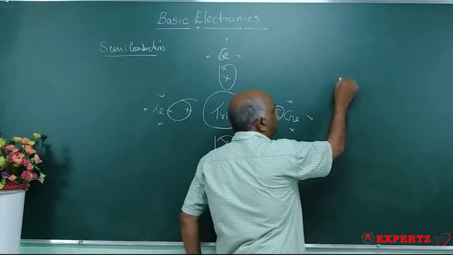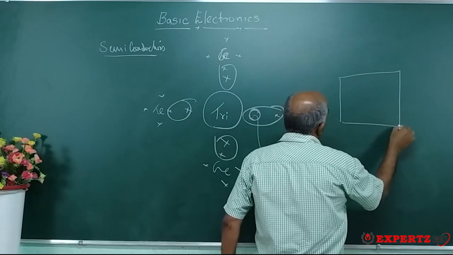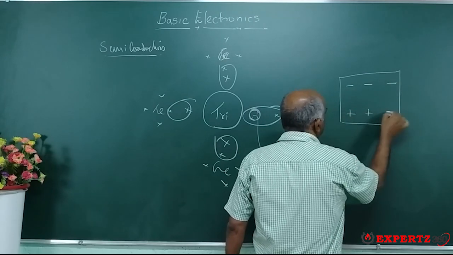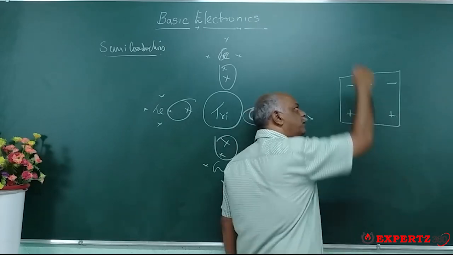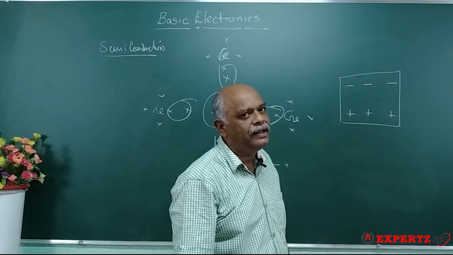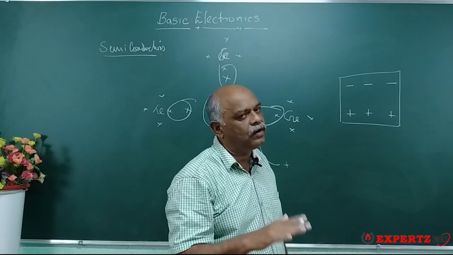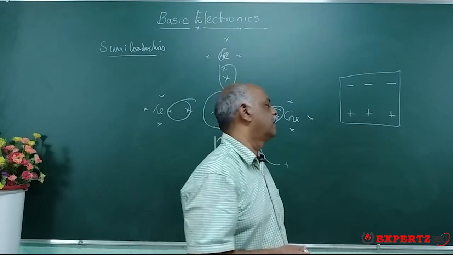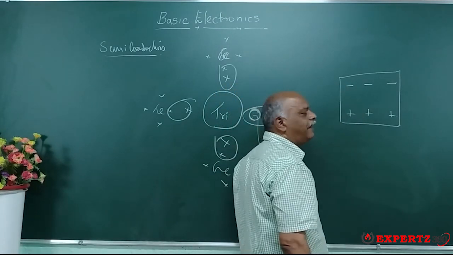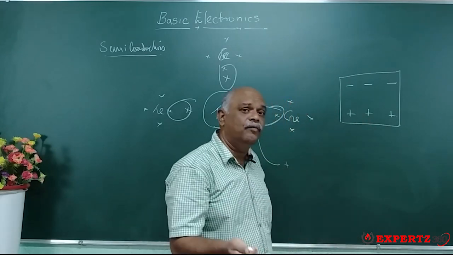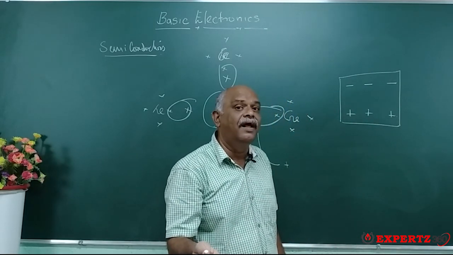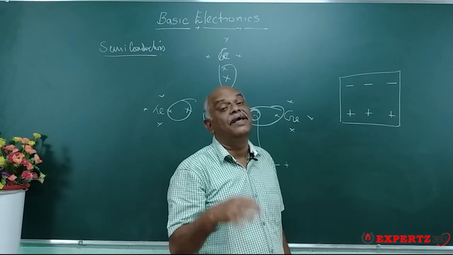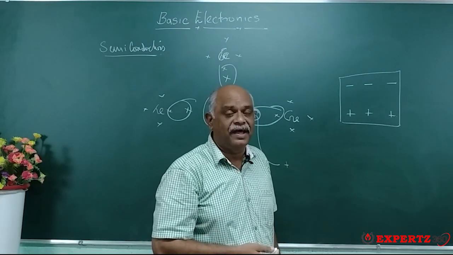So I had an intrinsic semiconductor. I doped with a trivalent atom. What do you mean by doping? Adding impurity to a pure semiconductor is called doping. Doping is a process of adding impurity to an intrinsic semiconductor. What is the need for doping? We dope to increase the number of electrons or the number of holes, therefore I can increase the flow of current.